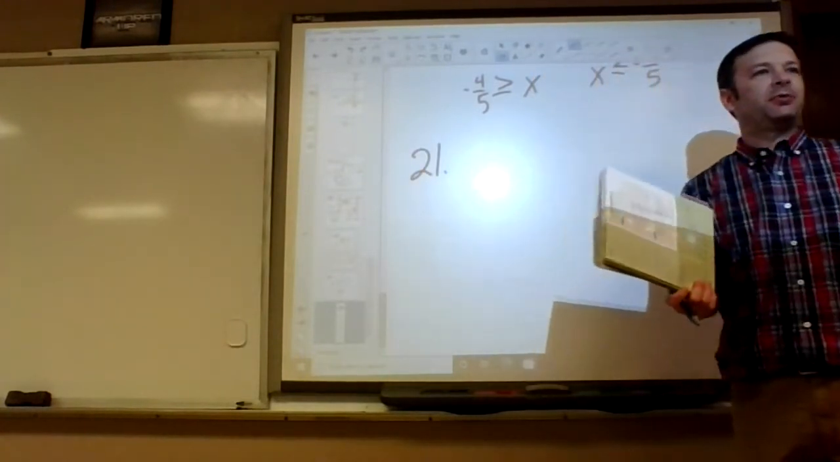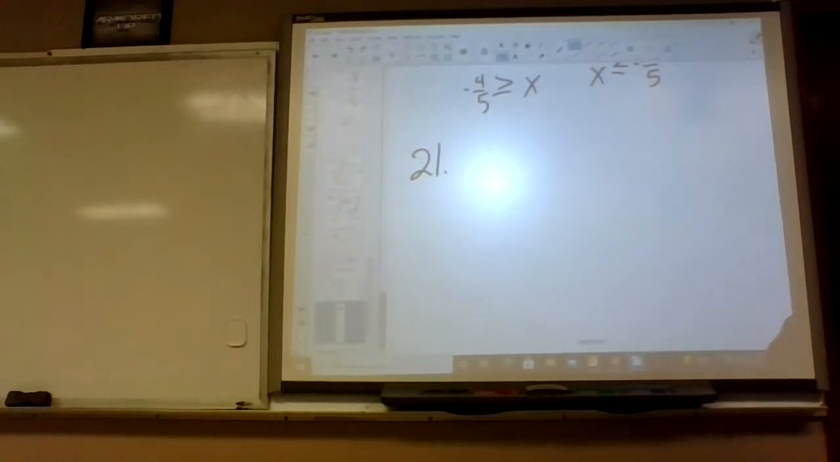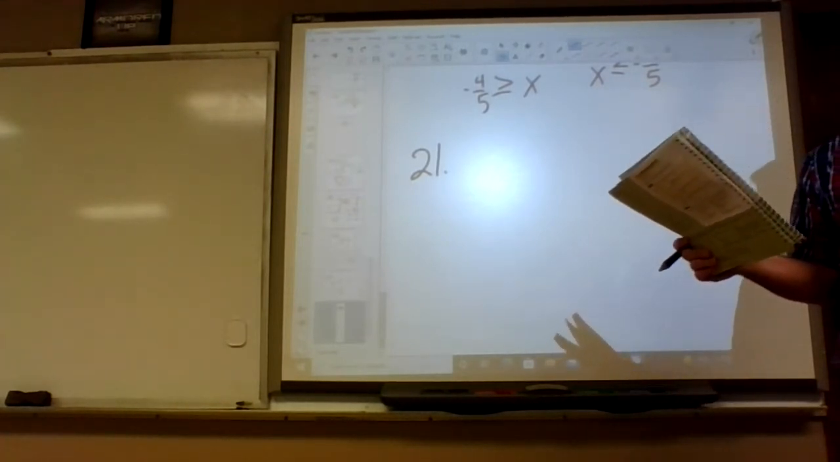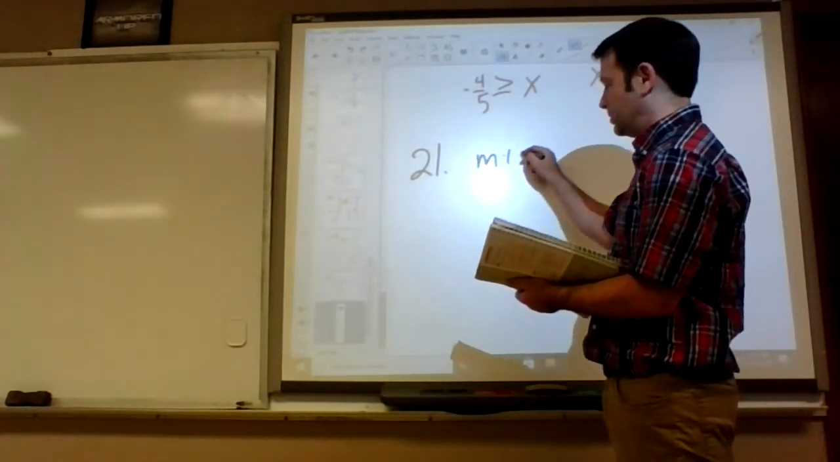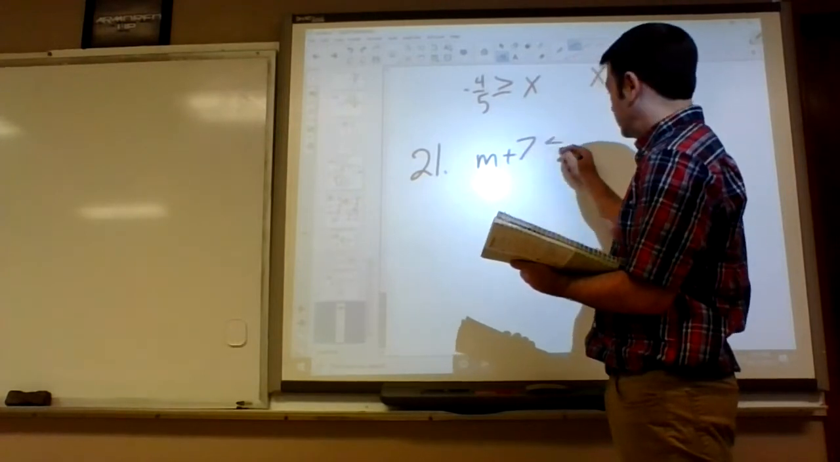We're back to Katie now. I'm not going to write the original problem down because we can make that a little bit simpler first. So, how can we simplify 21? 7 plus m, or m plus 7, and it is less than or equal to 5.